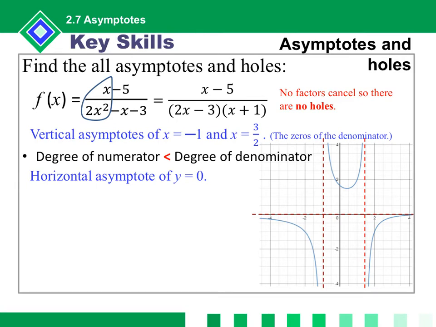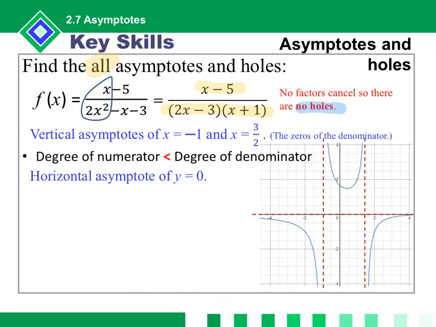Example. So find all asymptotes. So I'm going to start with factoring. So I factor it out. And one thing I realize is nothing cancels out. So what that means is there are no holes. So the vertical asymptotes are x is equal to -1 and x is equal to 3/2. And these are the zeros of the denominator. I get them by equating each factor of the denominator to 0. So I have my vertical asymptotes.